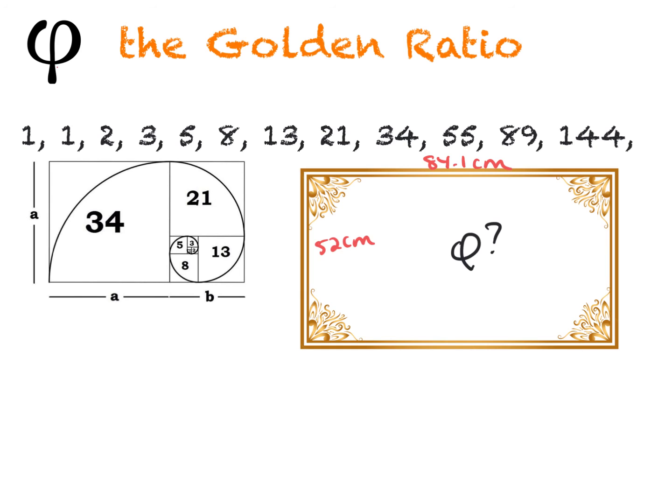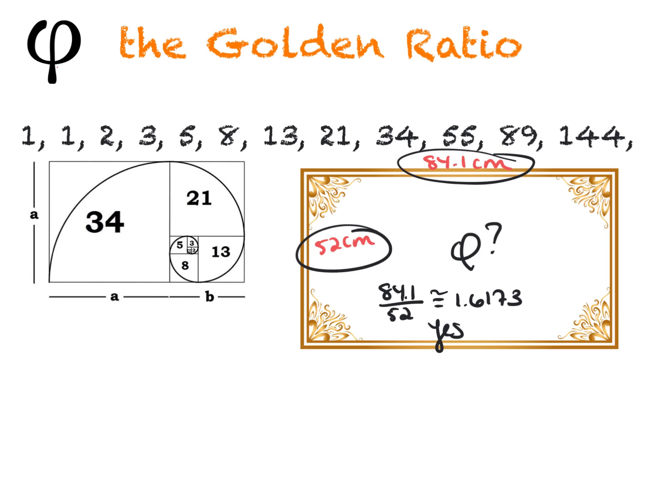So here's how we tell. We're going to take the larger side, 84.1, and just like we did in the previous problems, divide it by the smaller side, 52, and see if we get something that is approximately close to phi. Plugging that into my calculator, I get 1.6173. That is pretty close to phi, so I think we can safely say, yes, this is at least approximately golden. Let's try one more example.